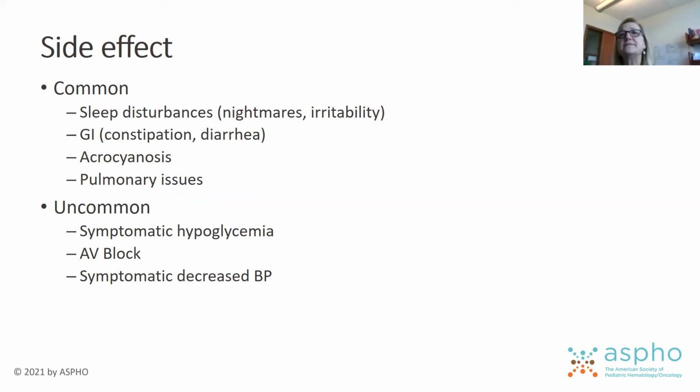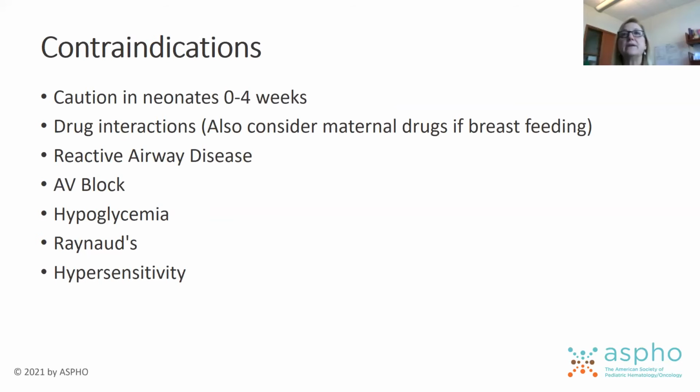Some of the common side effects that we see are sleep disturbances, such as nightmares and irritability, GI, constipation and diarrhea, though I have seen mostly constipation, acrocyanosis, which really does not cause any issues, though it's very scary for young parents to see blue hands and feet. At times you can get pulmonary issues such as wheezing, and uncommonly you can get symptomatic hypoglycemia and AV block, and uncommonly also symptomatic decreased blood pressure. So very important to know at least those common side effects of propranolol.